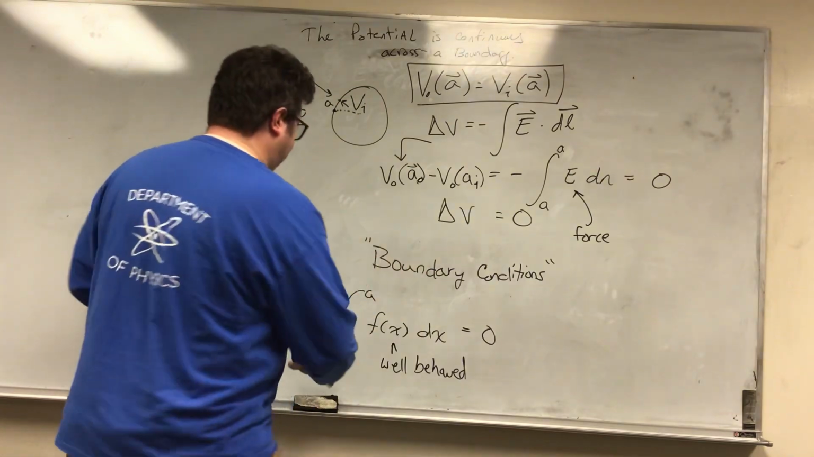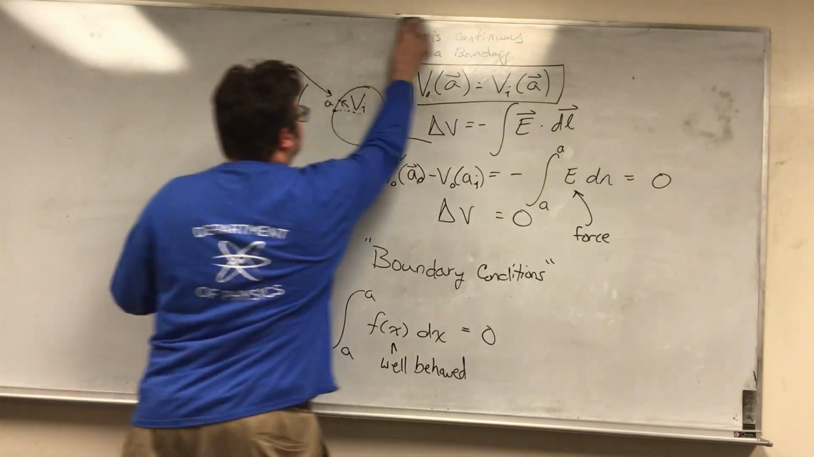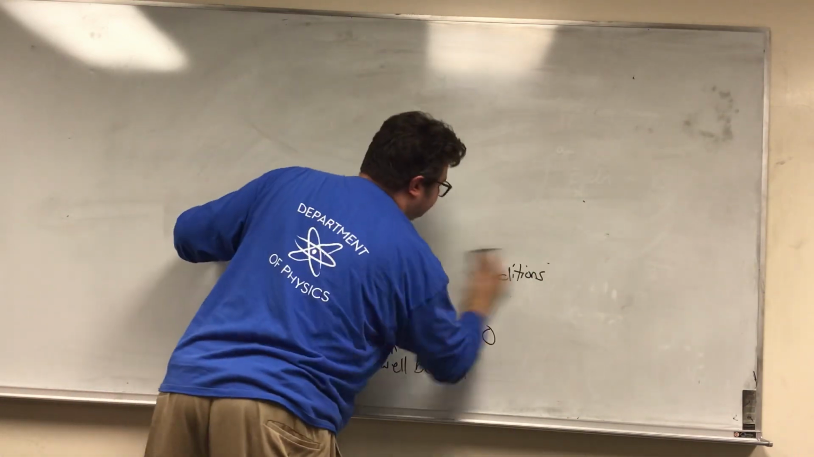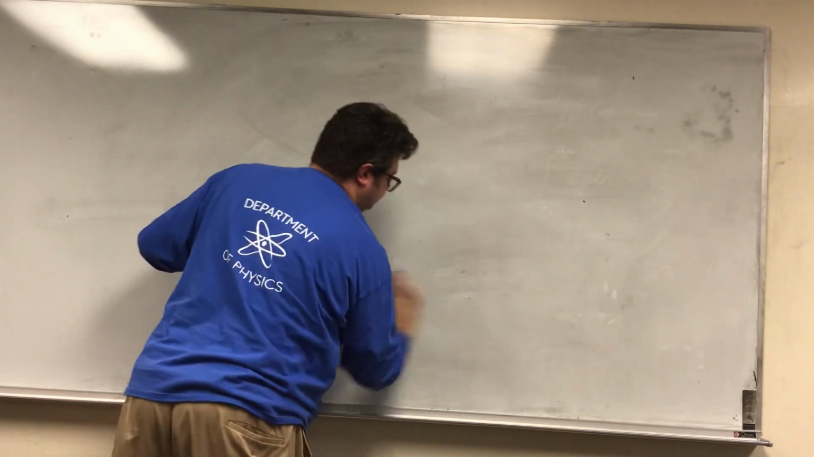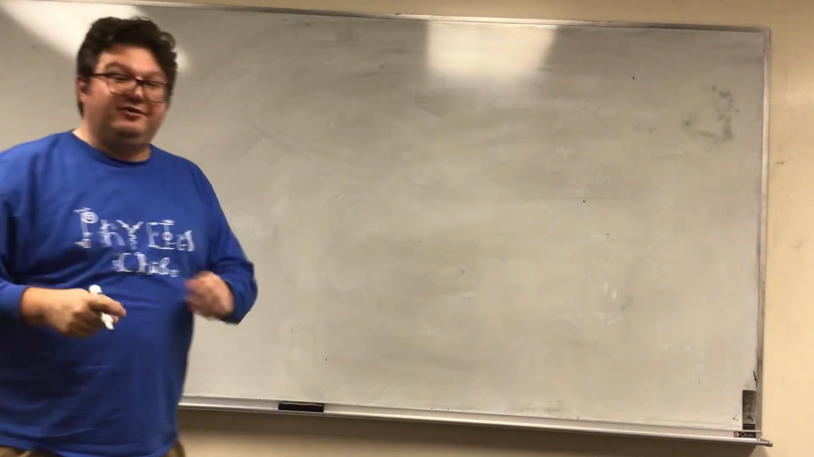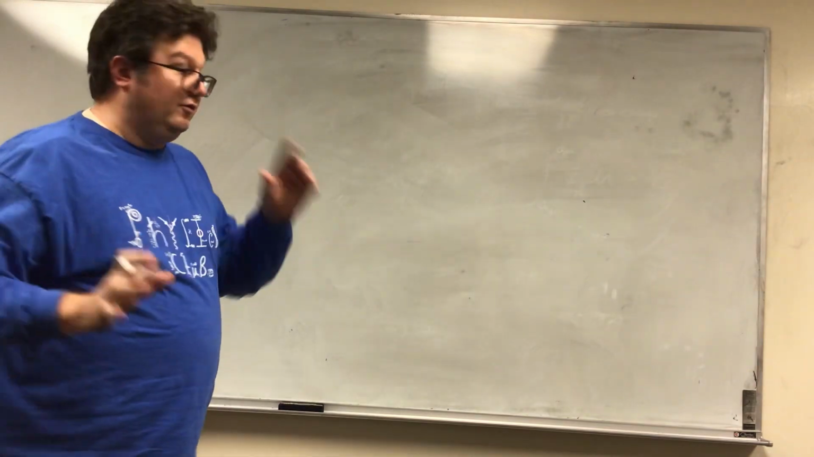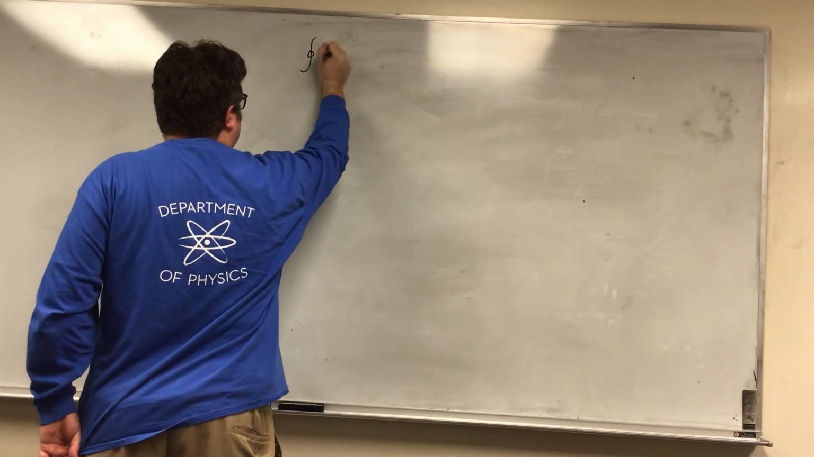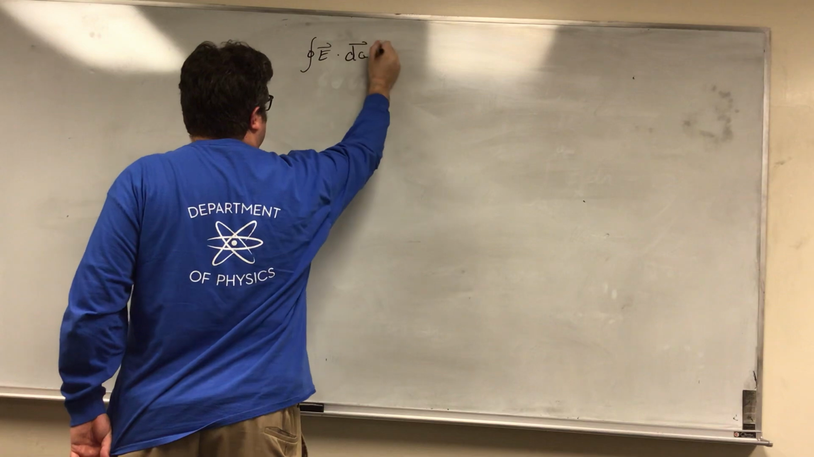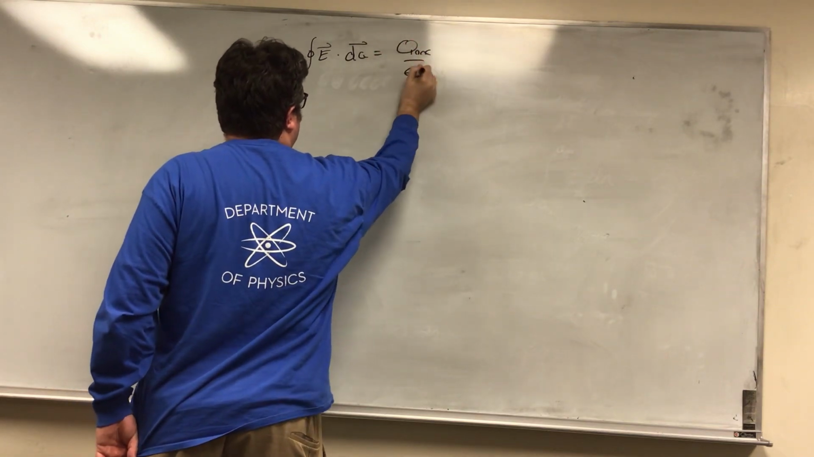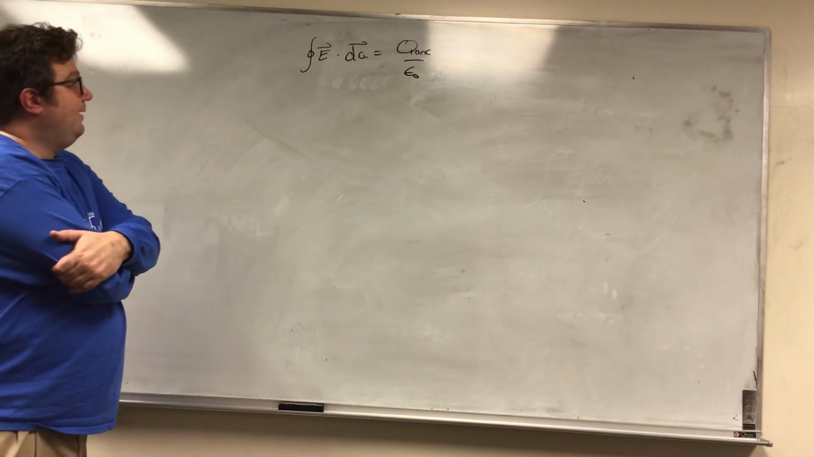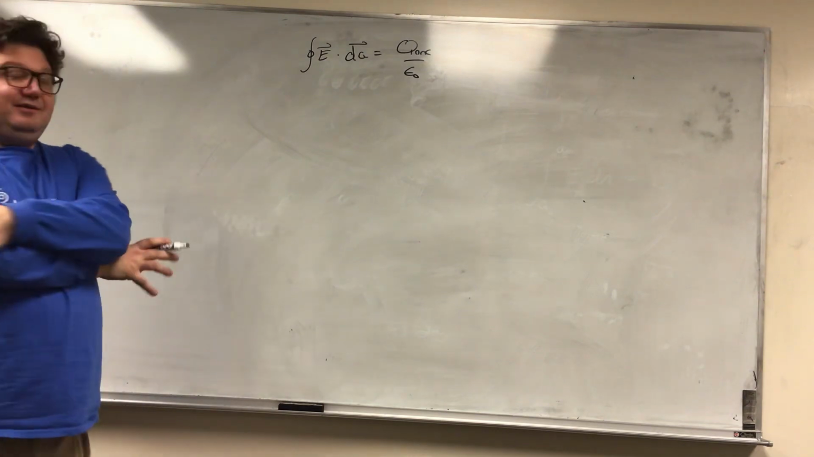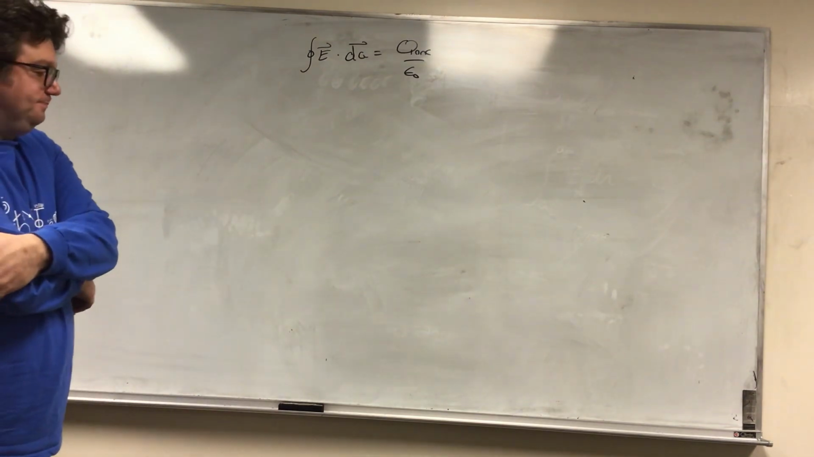What's the next one? All right, so the next boundary condition is also very important. So let's go ahead and start with Gauss's law. But now, let's use the integral version: the integral of E dot dA is equal to the charge enclosed over epsilon naught.